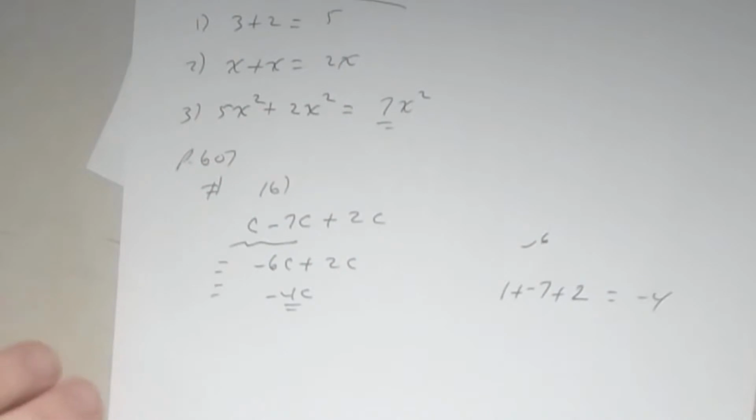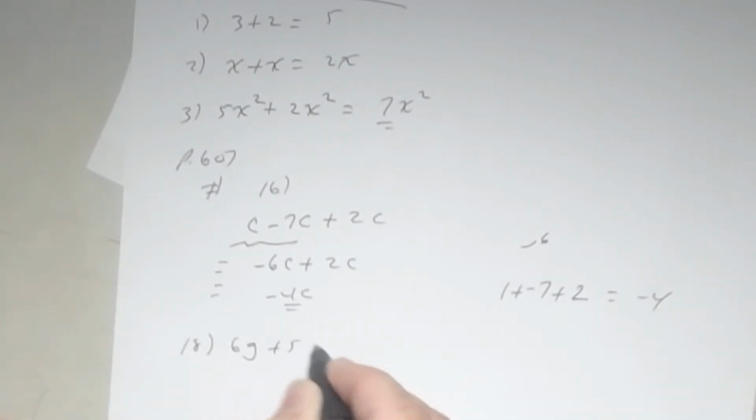All right, let's look at 18. All right, 18, you have 6g plus 5 minus 3g minus 7. So 6g plus 5 minus 3g minus 7. All right, how many terms do I have? Are all like terms? No. All right, which are like? The g's, right? And what are those other two called? Constants. Okay, so let's look at the g's first.